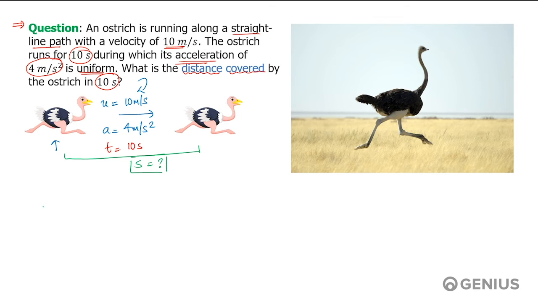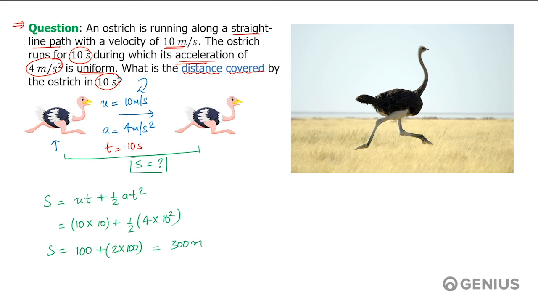So the position-time relation says s is equal to ut plus half at squared. Now let's plug in the values into the equation. So we will get s is equal to 10 multiplied by 10 plus half a, which is 4, multiplied by t squared, so 10 squared. So s is equal to 100 plus 2 times 100. This becomes 300 and its unit is meters. Therefore the ostrich covers a distance of 300 meters in 10 seconds.